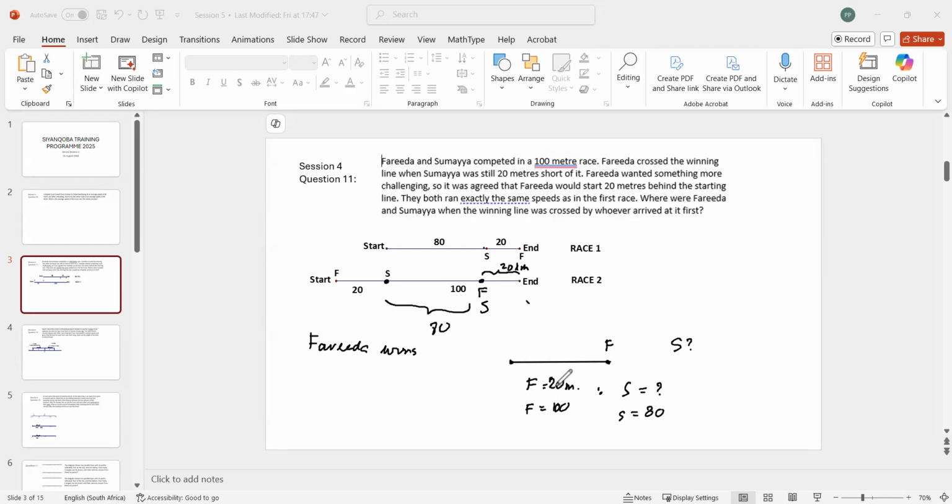So we got a good idea. In other words, you can see now clearly when Farida does 100, S does 80. 20 is 1/5 of 100. So Sumaya will travel 1/5 of 80, or 20 over 100. It's a ratio sum problem, or proportion. So Sumaya will do 1/5 because the distance covered is only 1/5 of 80, that is 16. So Sumaya has run only 16 meters.